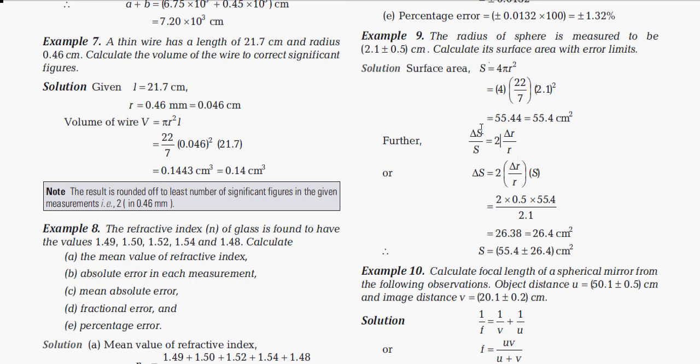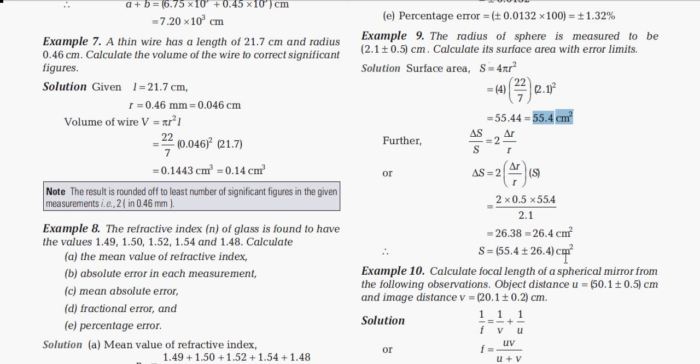Okay, so del s we need to find, that is the surface area error limit. Del r by r, let's put 2 as it is, del r, the change in r, that is 0.5. What about r, it is the exact value, that is 2.1. Here is the s, we just found it at 55.4. We just put that value, we'll get the value like 26.4. So this 26.4 will be added to the surface area, which was earlier 55.4, and this is plus minus 26.4.